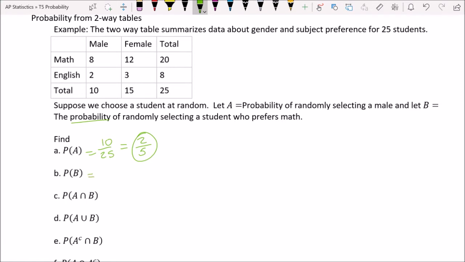All right, probability of B. What's B? That would be the probability of randomly selecting a student who prefers math. Who are math prefers? There are 20 math prefers, it looks like. So that's 20 out of 25, which is 4/5.